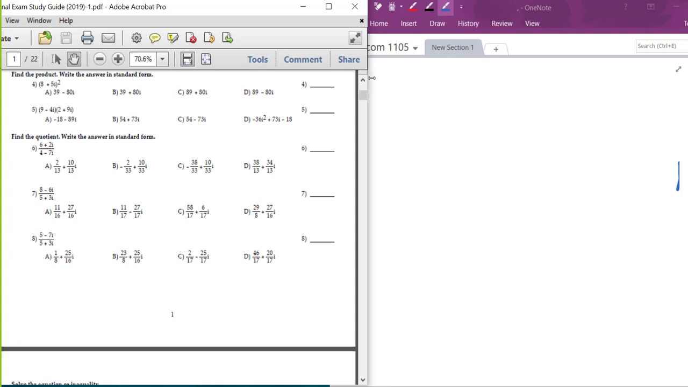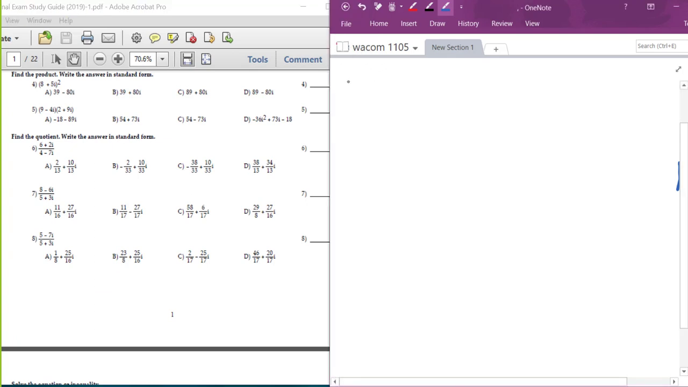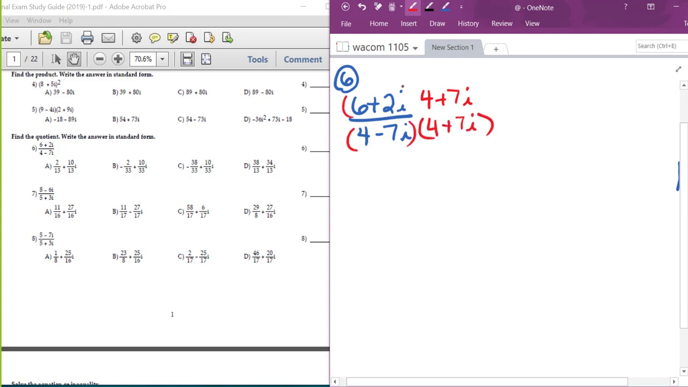And it is dividing complex numbers. So remember, you multiply by the conjugate of the denominator. So we're going to use 4 plus 7i. You do it on the numerator and denominator. And so you have 2 FOILs there. Remember, if you get i squared, that equals -1 and cleans up.